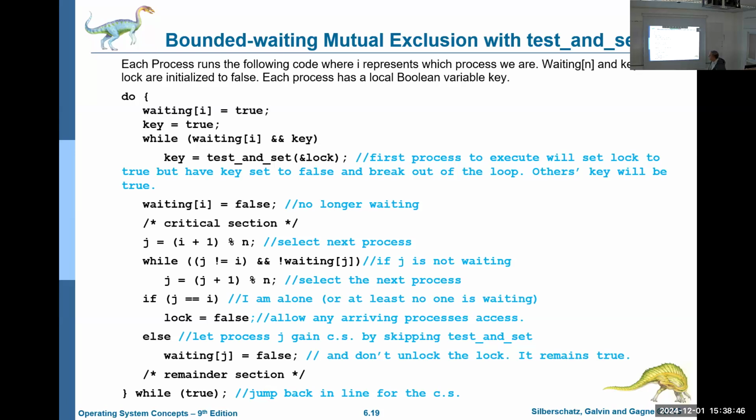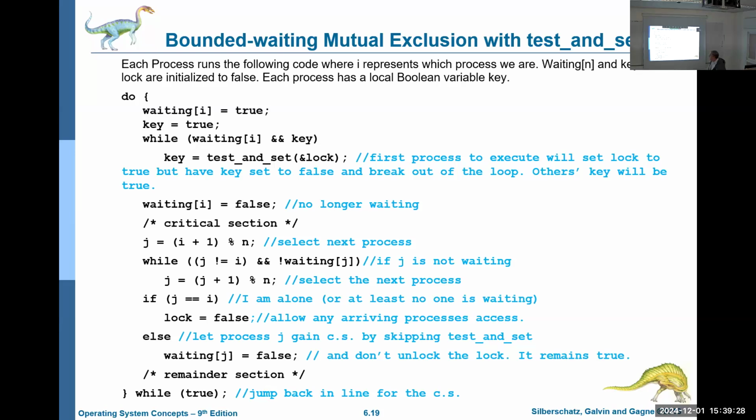So now I have to check. If I finish the loop, there are 2 possible reasons why I finished the loop. Either I went through everybody and didn't find anybody who was waiting, so then I've come to myself. If j equals i, then I'm the only person there, so I'll make lock equal to false. First come, first served. There's nobody interested right now, so I'll just say the door is open. Whoever comes first will get it, because nobody's actually waiting.